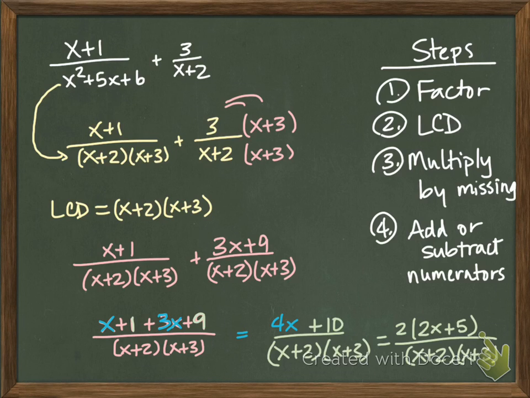Now the only difference, if we were subtracting, is that instead of adding right here, when we multiplied we would have distributed a negative 3 instead. Right there we were adding, but if we were subtracting, it would be negative 3 times x and negative 3 times 3. So we would have had a negative 3x minus 9. That's the only difference between adding and subtracting, is just the sign changes. So then we would have had x plus 1 minus 3x minus 9. So it would have ended up being negative 2x minus 8 on the top. Okay. That's it for this one.